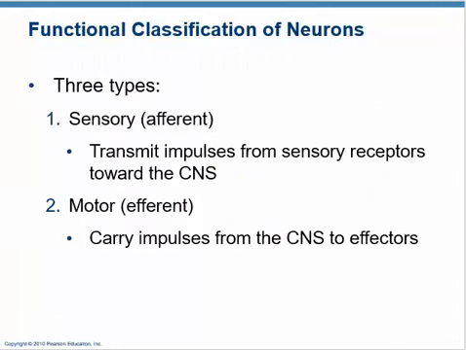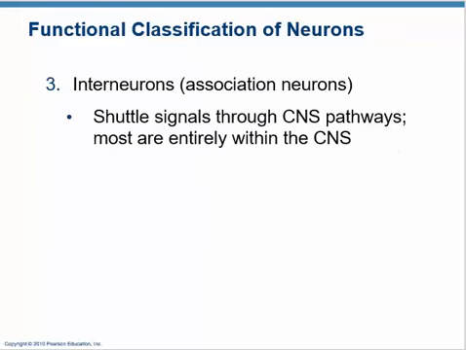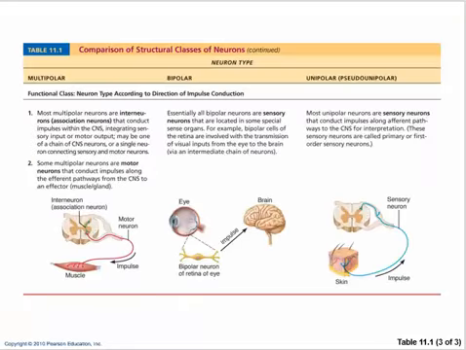So we've already said the sensory afferent ones and the motor efferent ones carry impulses from the central nervous system to the effectors. Interneurons are between the efferent and the afferent, or the afferent and the efferent, as it were. So this is where we find them.